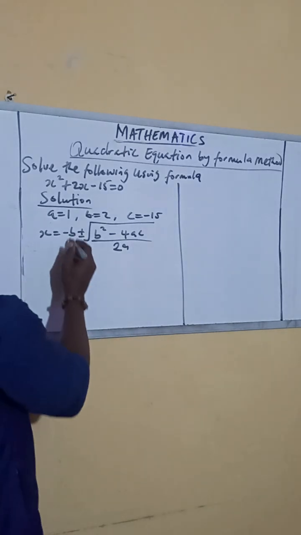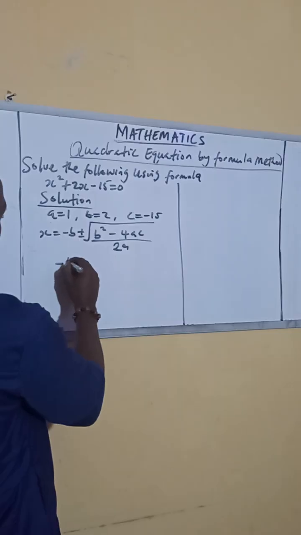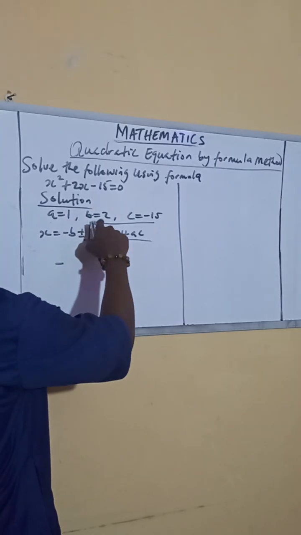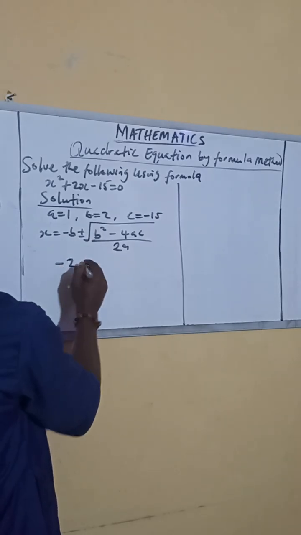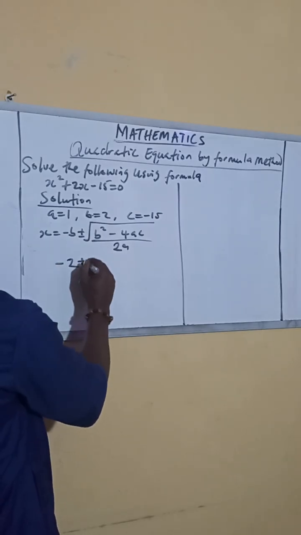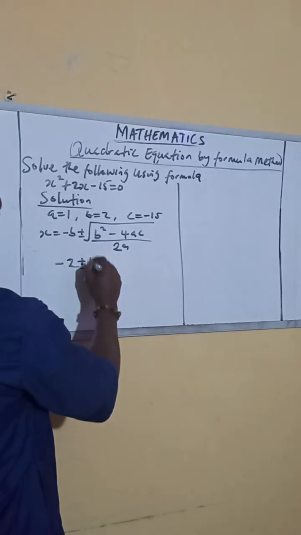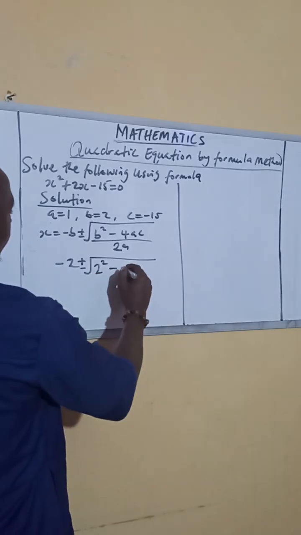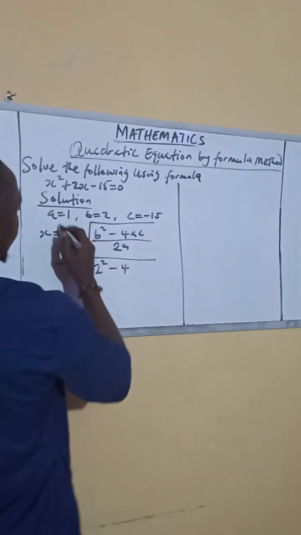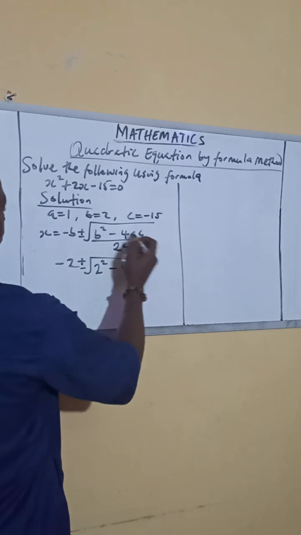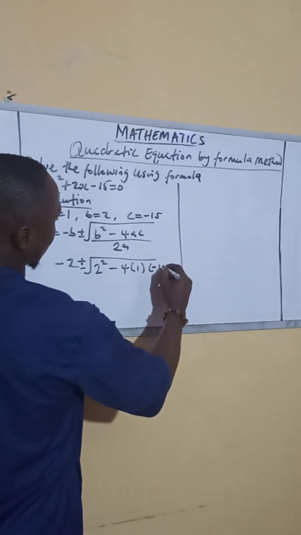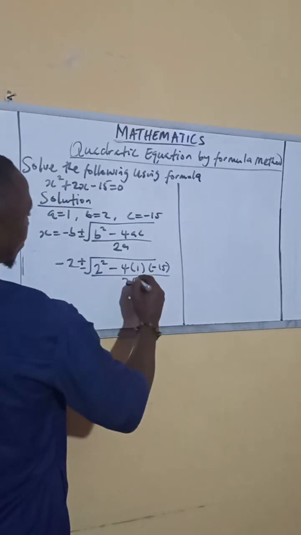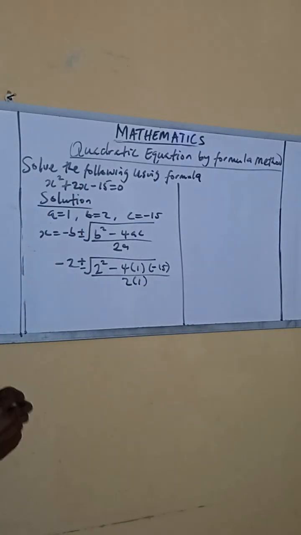Now, the first one here we have minus b. Our b there is 2, so we have minus 2 here automatically. Now we have minus 2 plus or minus the square root of b, which remains as 2 squared, minus 4. Our a here is 1, we can bracket it. Our c here is minus 15, we can also bracket it. All over 2, our a still remains as 1. I'm sure you guys are following.